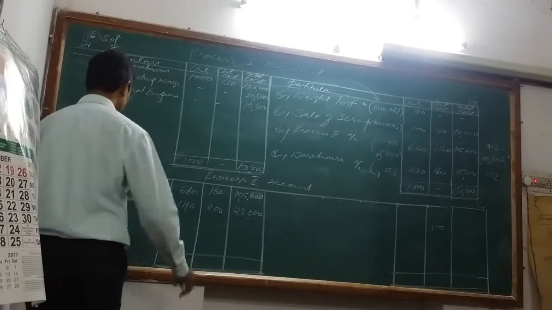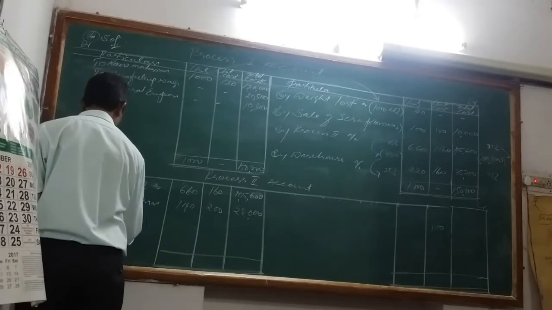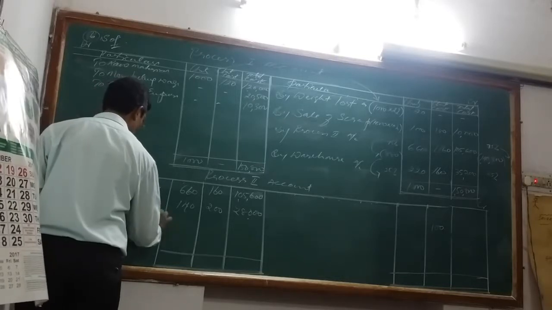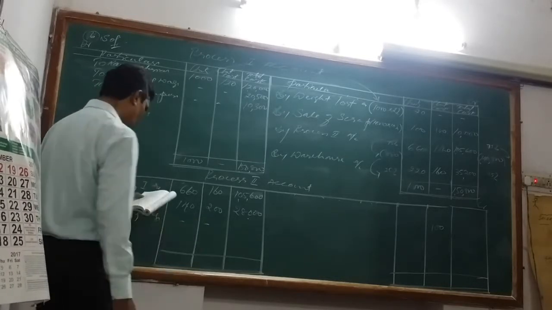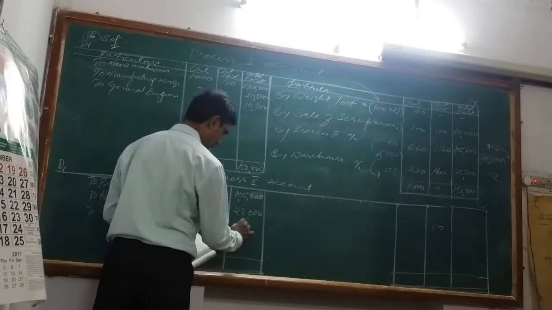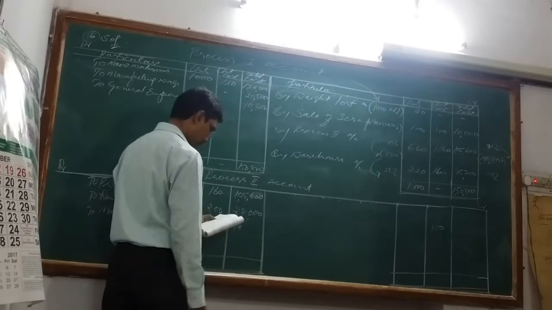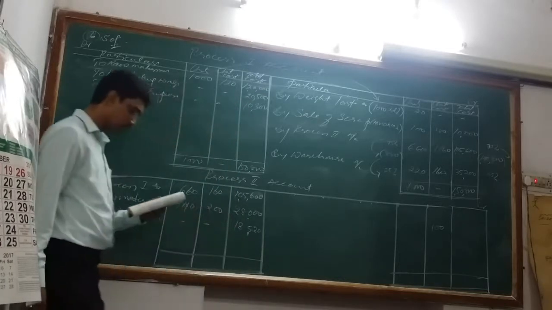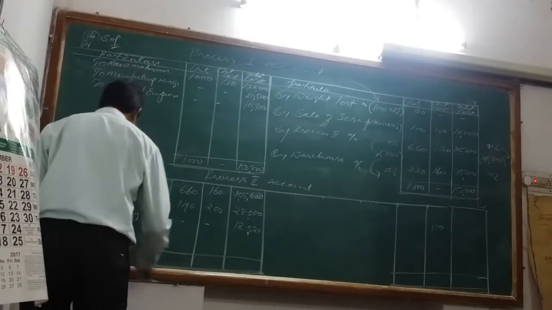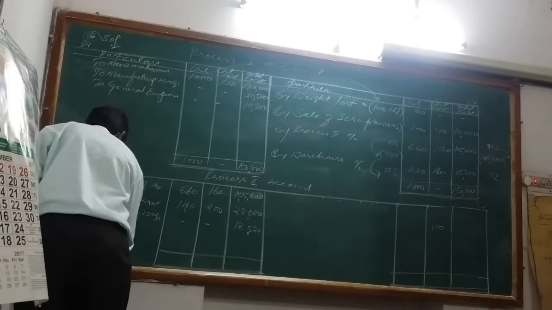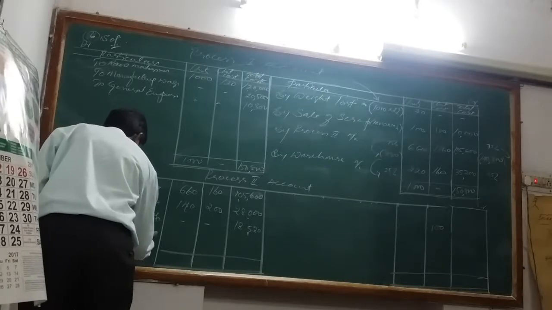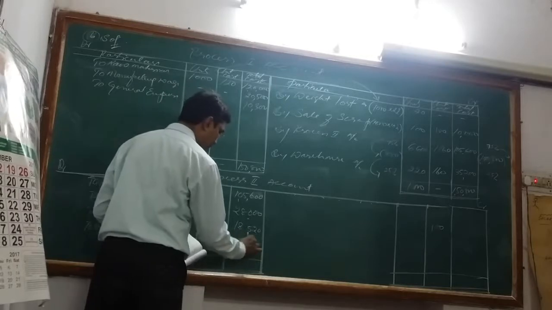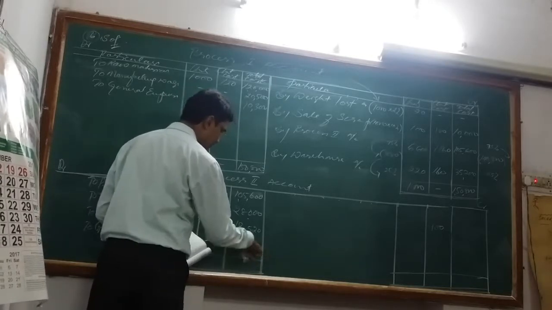Manufacturing wages. May I know the amount of manufacturing wages? 18,520. Journal expenses? 7,240.